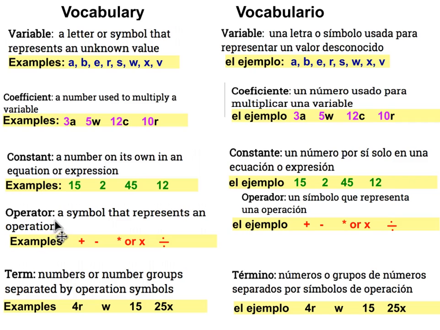Operator is the symbol that represents an operation. Addition, subtraction, multiplication, you'll either see it as this asterisk for multiplication or with the multiplication symbol you learned in elementary school, the X to represent multiplication or division. And a term is a number or number groups separated by operation symbols. So 4 times R is a term. W is a term. 15 is a term. 25 times X is a term. All of those are terms.